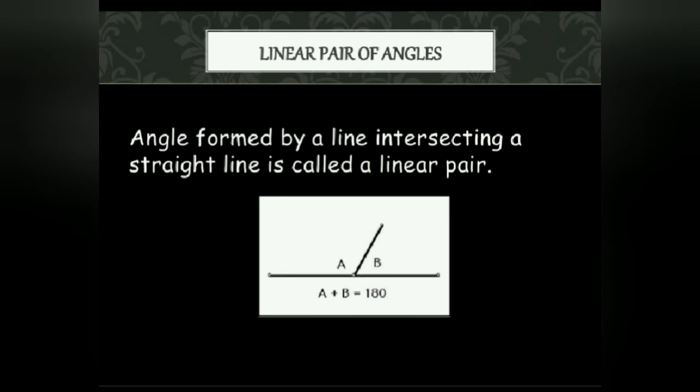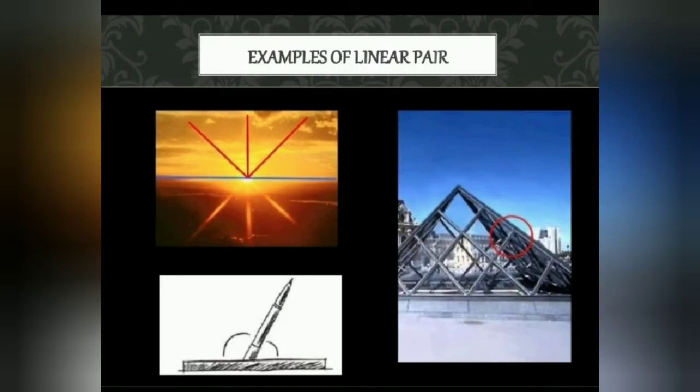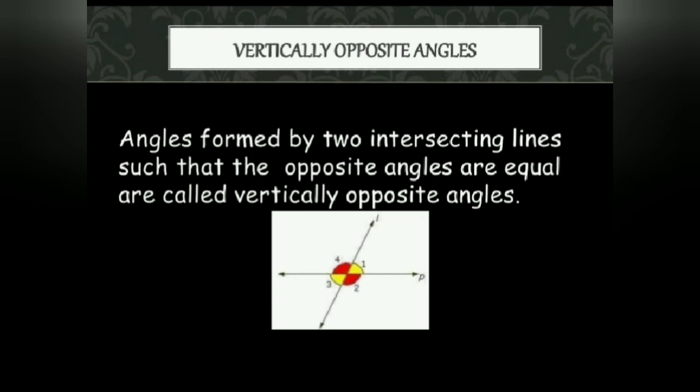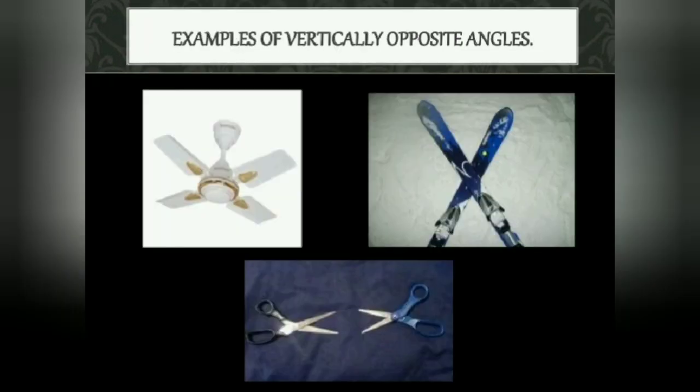Linear pair of angles. Angles formed by a line intersecting a straight line are called a linear pair. These are the examples of linear pair. Vertically opposite angle. Angles formed by two intersecting lines such that the opposite angles are equal are called vertically opposite angles. So these are the examples of vertically opposite angle.